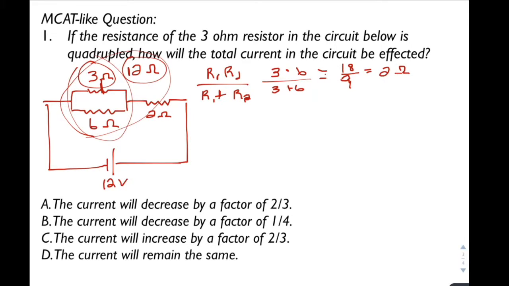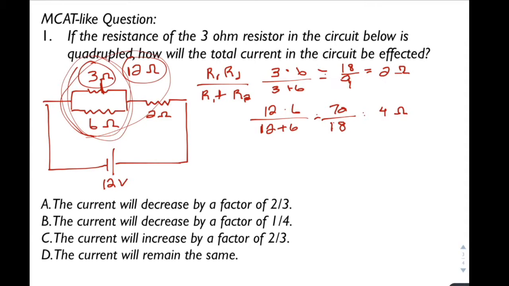Now I'm going to do the same thing using the 12 ohm resistor in its place. That would be 12 times 6 over 12 plus 6, which is 72 over 18. And so the equivalent resistance is 4 ohms. So now I have 2 ohms and 4 ohms for this parallel circuit.